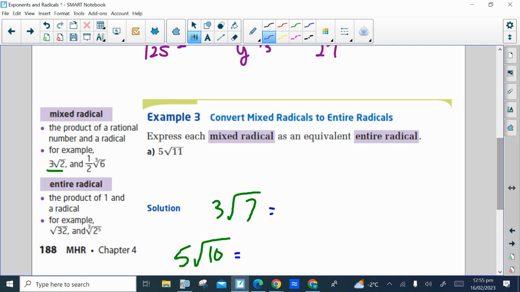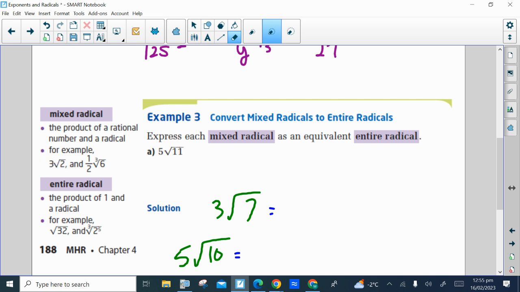A mixed radical is a mixture of a rational and an irrational. So on the left, that 3√2, the 3 is a rational number. The coefficient 3 is a rational number because you can write it as a fraction, 3/1. The root 2 is irrational. That's a non-repeating, non-terminating decimal.